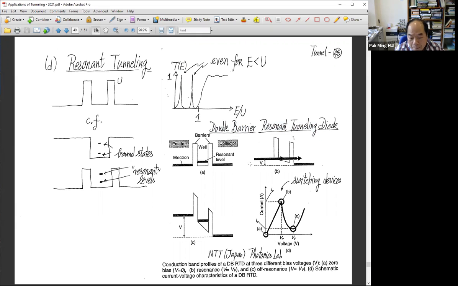So you can bias the two sides, and therefore you can make use of this resonance tunneling to get very strong current only at a particular energy below the barrier. And when you have IV curves that change so drastically, you can think of them as switching devices.